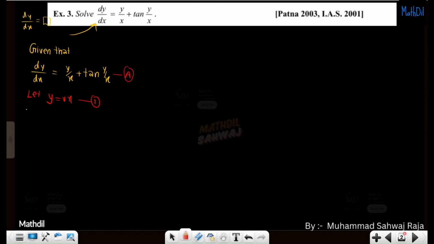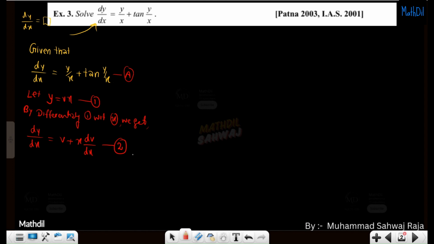Now by differentiating 1 with respect to x, we get dy/dx equals v, and if you differentiate x, it will be 1, so it will be v plus, now taking x as constant, the derivative of v, which is dv/dx. Let it be equation 2.